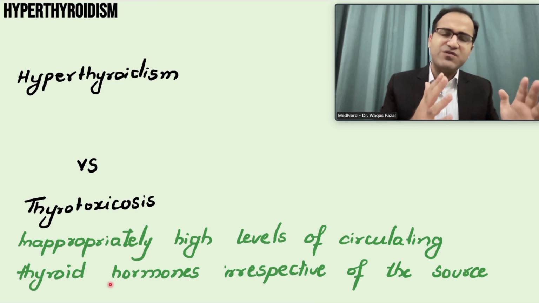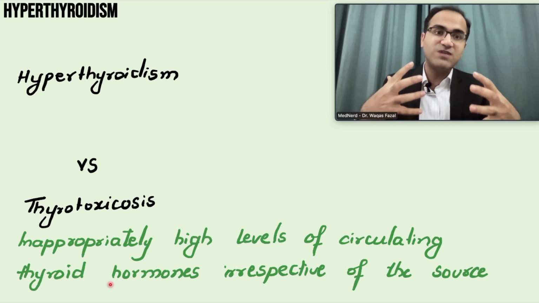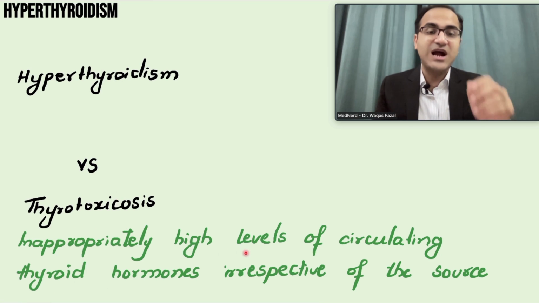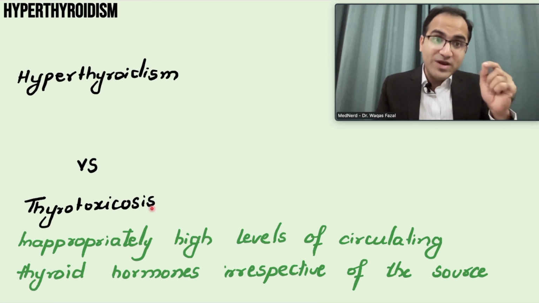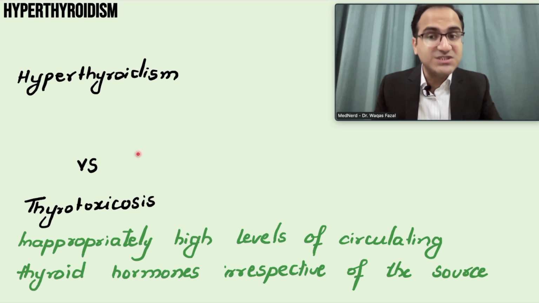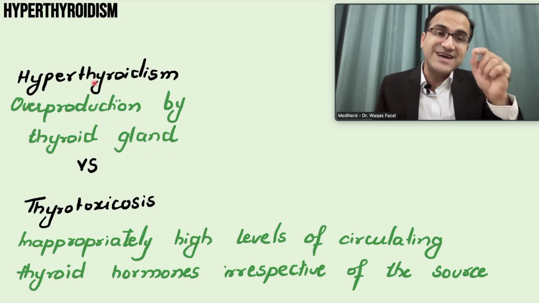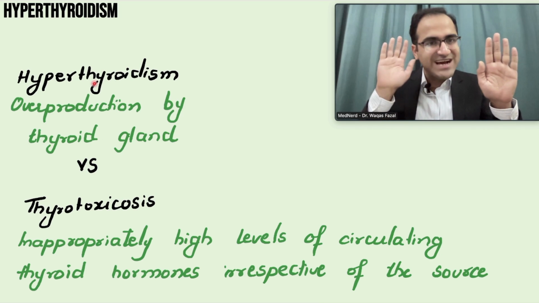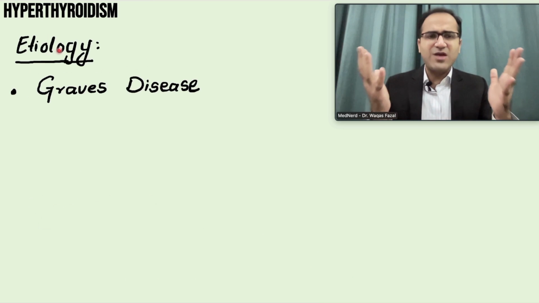So irrespective of the source of these thyroid hormones, if the patient is having symptoms of hyperthyroidism, that is called thyrotoxicosis, the inappropriately high levels of circulating thyroid hormones irrespective of the cause. But when these thyroid hormones are specifically being secreted by the thyroid gland, that is called hyperthyroidism. So there is a difference between thyrotoxicosis and hyperthyroidism. Now, what are the causes of hyperthyroidism?